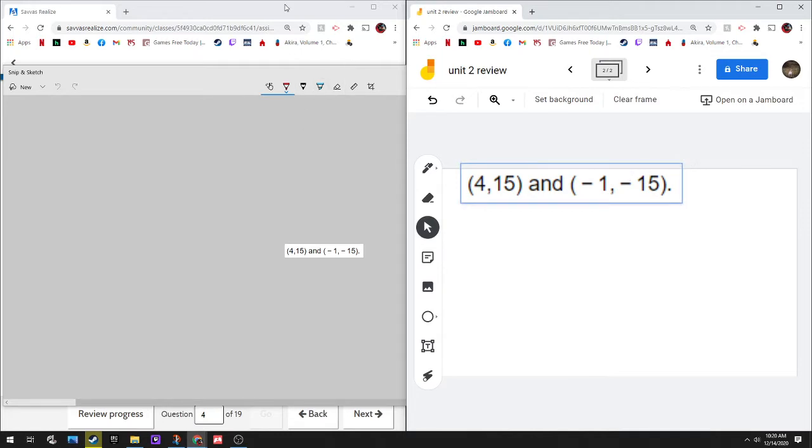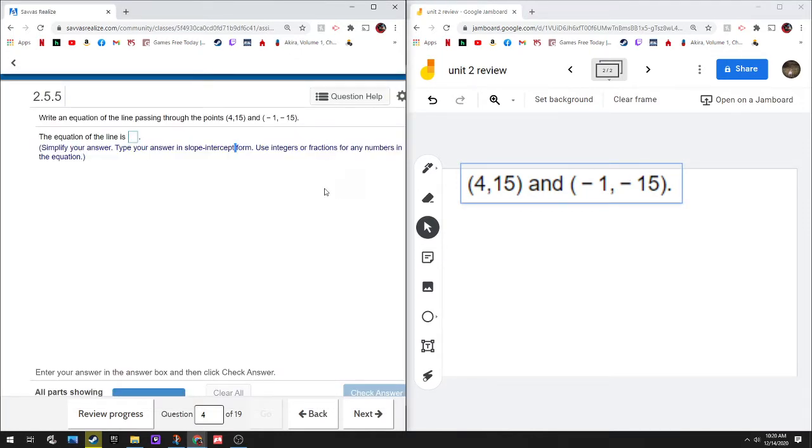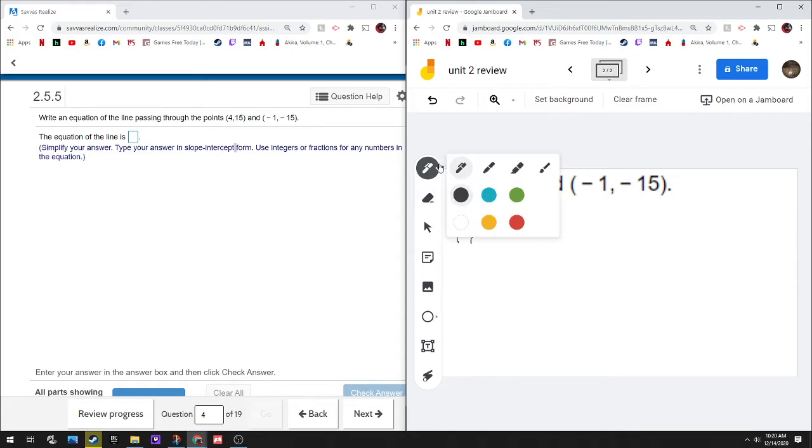So it asks me to find the equation of the line in slope-intercept form. So I'm not given the slope or the y-intercept. One of the formulas we learned was the slope formula, and that was m is equal to, and I'm going to use colors for this, y2 minus y1 over x2 minus x1.